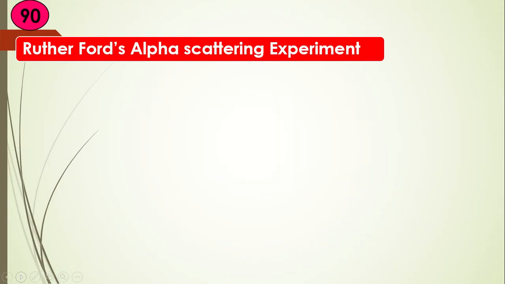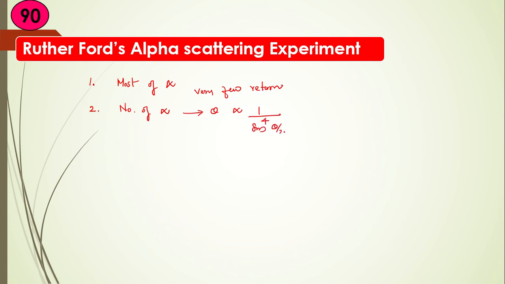So we can move on to the 19th point, Rutherford's alpha scattering experiment. The important concepts should be in your mind. In that experiment, highly energetic alpha particles are bombarded at a thin gold foil. The important inferences: most of the alpha particles pass straight through without deflection, a few are deflected at small angles, and very few are returned back. And the second very important one: the number of alpha particles scattered through an angle theta varies inversely as the fourth power of sine of theta by 2.